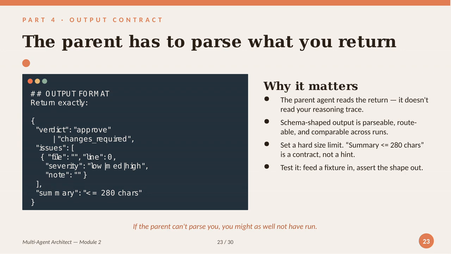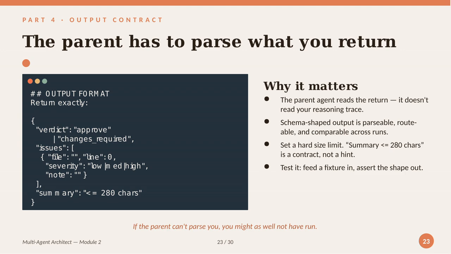For reasons. The parent agent reads your return value, not your reasoning trace. Whatever happened inside your context is gone the moment you return. The parent only sees the return. Schema-shaped output is parsable. The parent agent can extract fields, sort by severity, route by verdict. Freeform output forces the parent to do its own NLP, which is wasteful and error-prone.